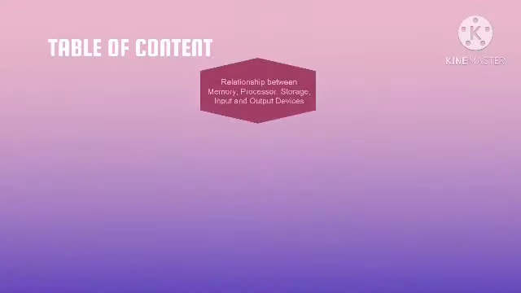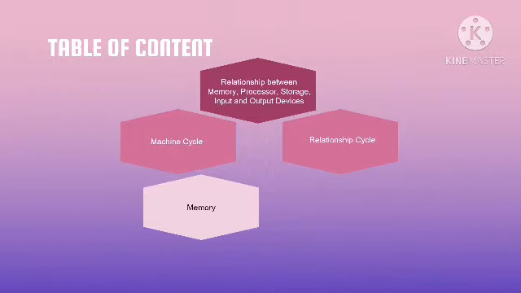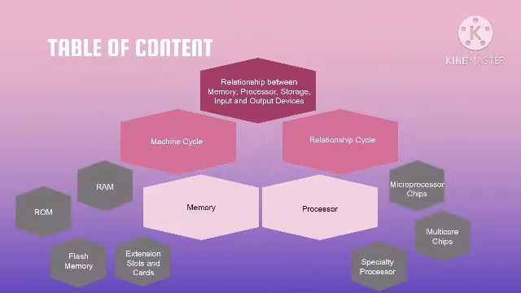In this video, we are going to learn about the relationship between memory, processor, storage, input and output devices in the machine cycle and relationship cycle. We have memory with RAM, ROM, flash memory, and extension slots and cards. While in processor, we have microprocessor chips, multi-core chips, and specialty processor.